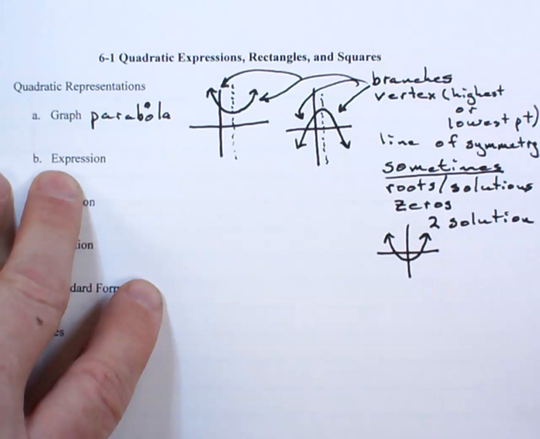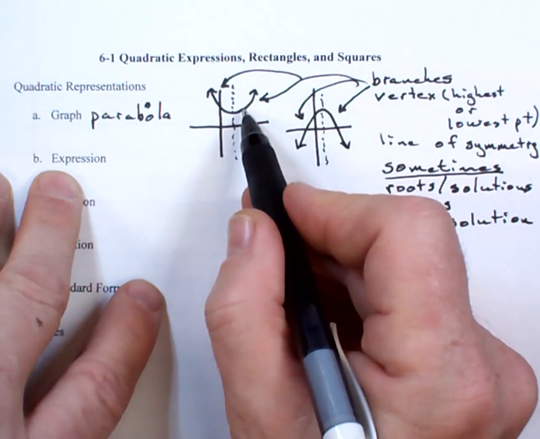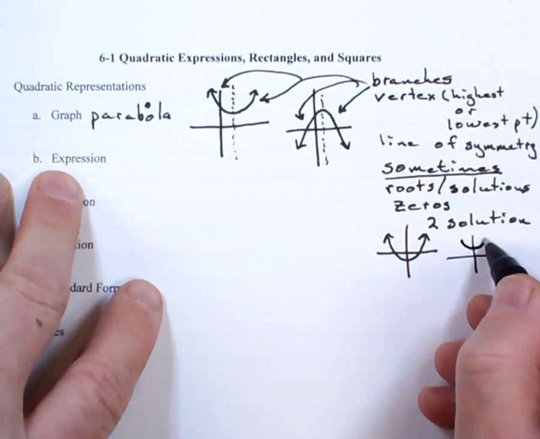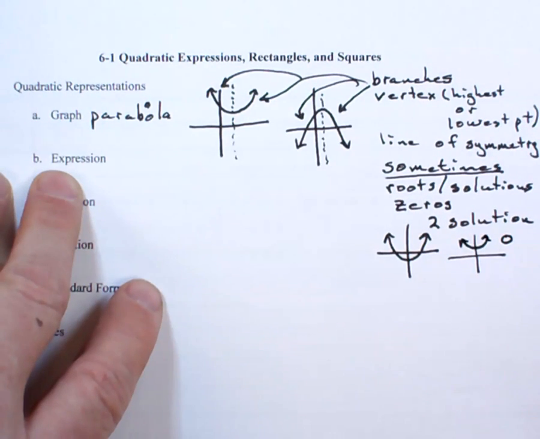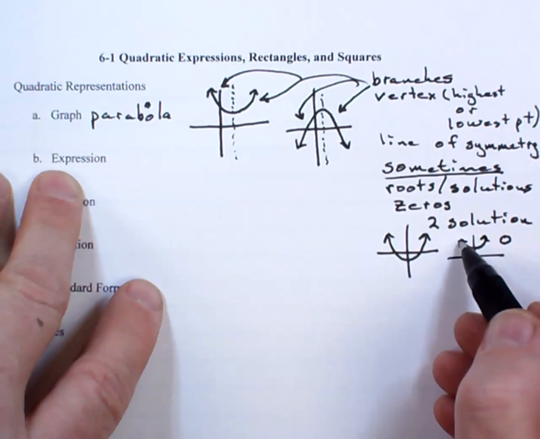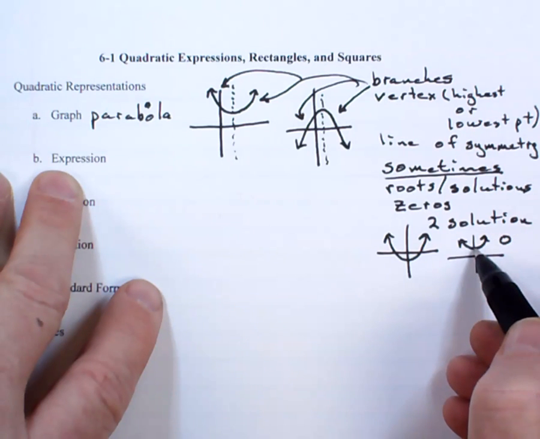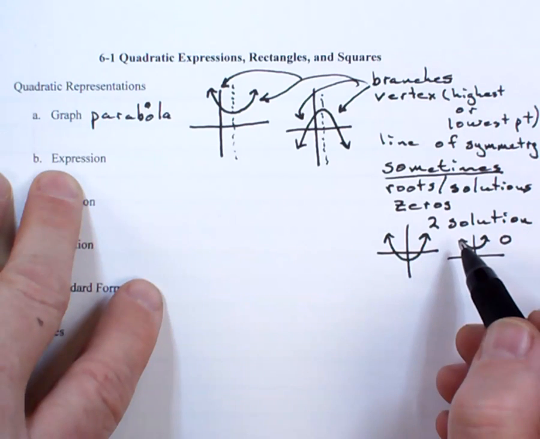Sophia, can you give me an example? The first one right here. This has none. That one has no solutions because it's not touching the x-axis. This vertex right here is as low as it's going to go, right? Because these branches mean it's going to keep going up forever. It's not going to turn around and head back.